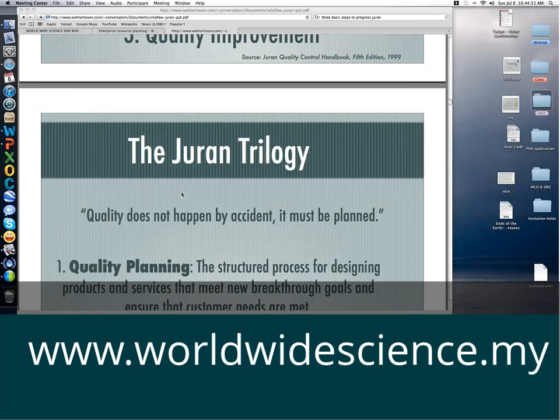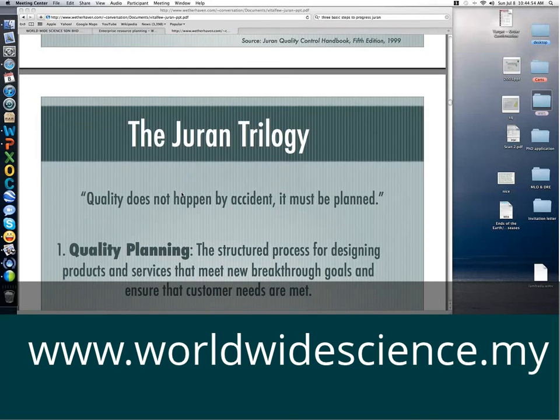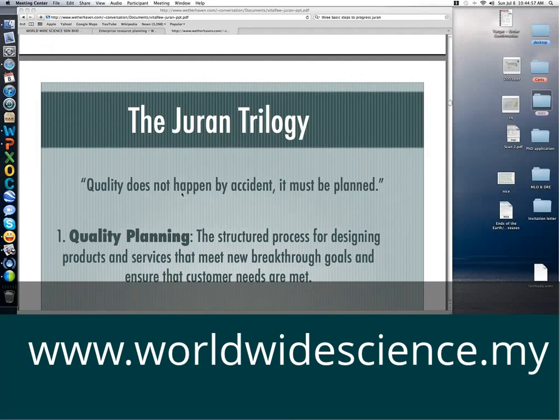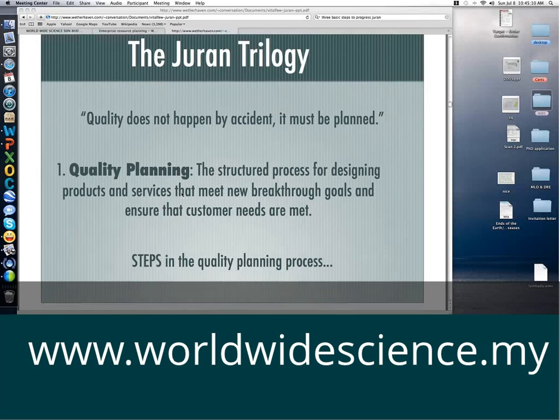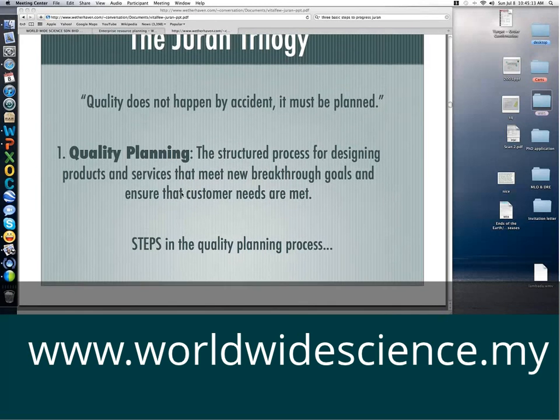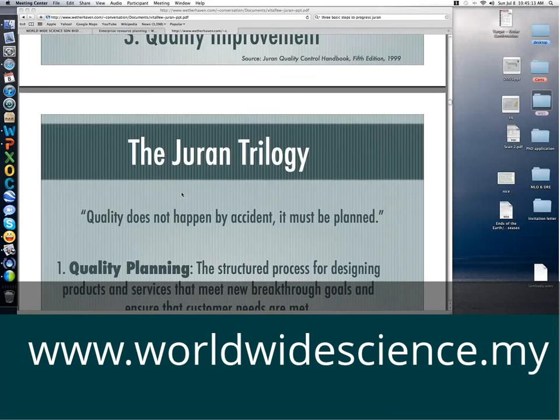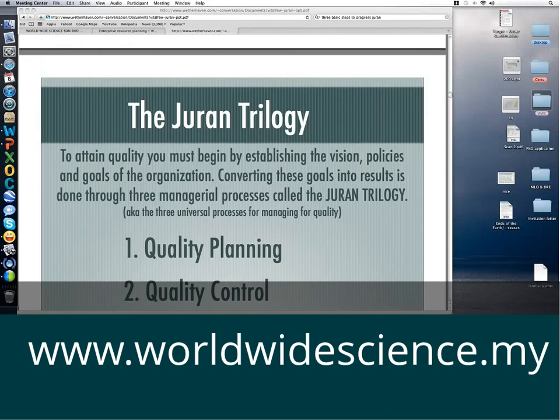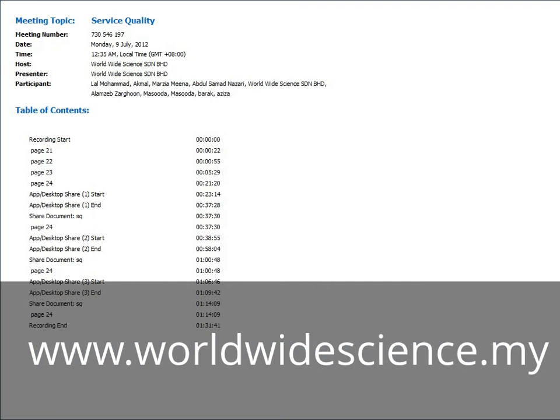So quality does not happen by accident. It should be planned. According to him, planning is a major key. So quality planning is the structured process of designing products and services that meet goals and ensure that customers' needs are met. Okay, I want to stop here. I don't want to bombard you with all these new jargons and techniques. Let's just pause. First, let's see if you guys have any questions.